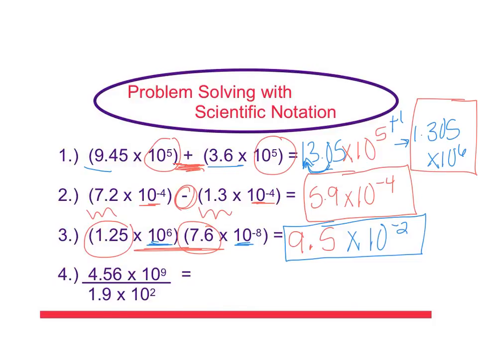Example 4. We have a division problem. So when we have a division problem, we divide our two decimal or whole numbers. So 4.56 divided by 1.9 equals 2.4. Now we have a times 10 to the 9th and a times 10 to the 2nd. If we have a division problem and the bases are the same, we subtract, so 9 minus 2 is 7. We get a final answer of 2.4 times 10 to the 7th power.